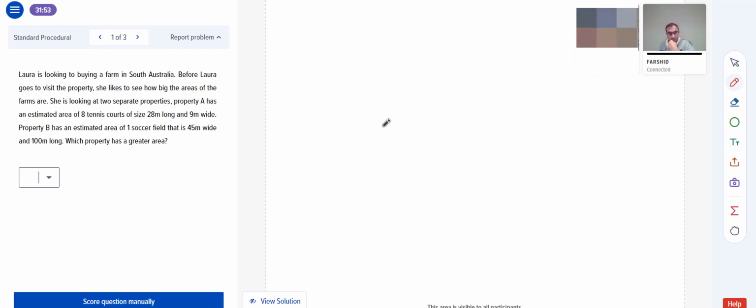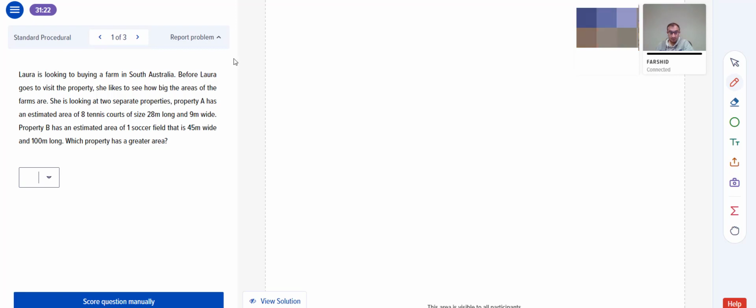Laura is looking to buy a farm in South Australia. Before Laura goes to visit the property, she has to see how big the areas of the farms are. She's looking at 2 separate properties. Property A has an estimated area of 8 tennis courts of size 28 meters long and 9 meters wide. Property B has an estimated area of 1 soccer field that is 45 meters wide and 100 meters long. Which property has a greater area?